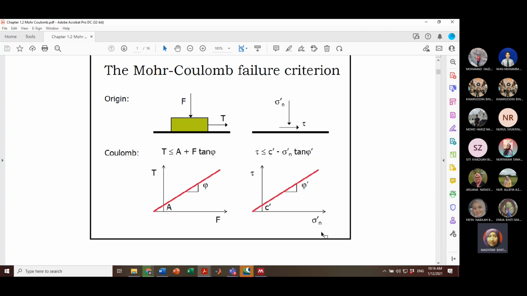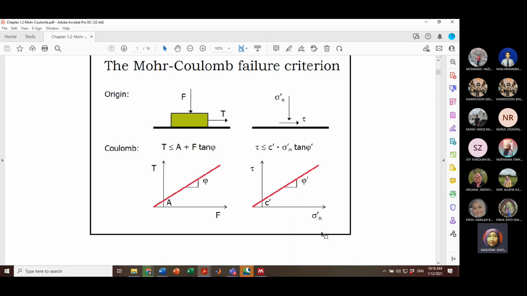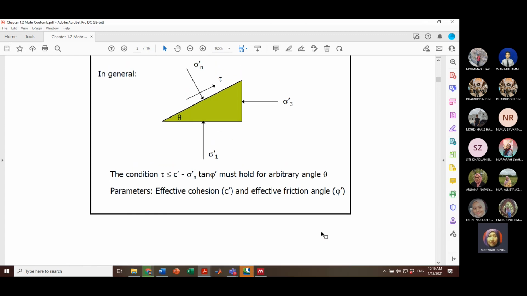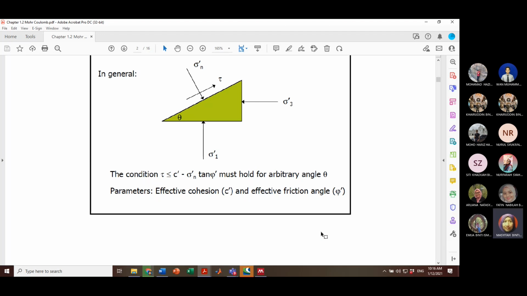So this is what we can see, or you can use the similarity in representing what the Mohr-Coulomb criterion is, and how it is derived from the original situations or conditions. And this is similar if you take it as one plane with a respective angle. This angle we can consider as the shear failure angle.